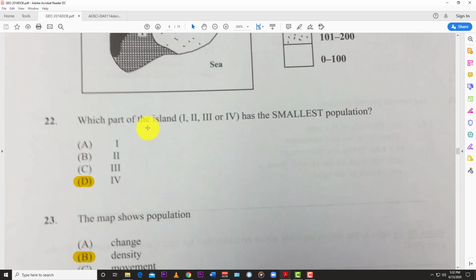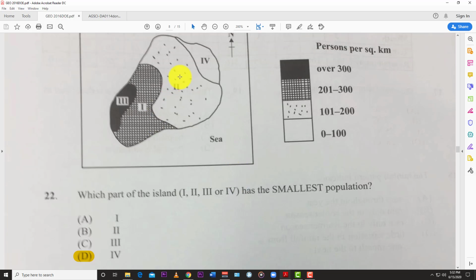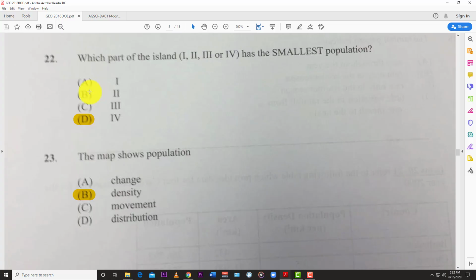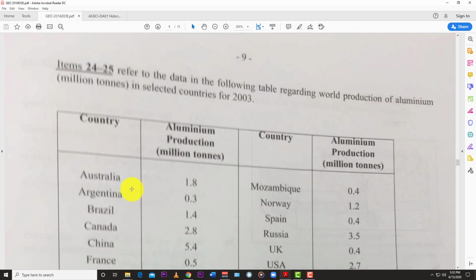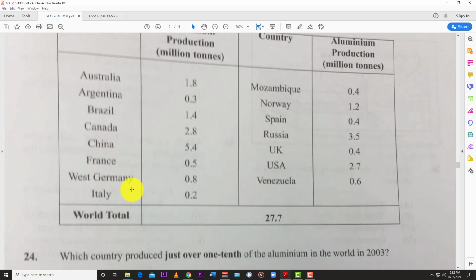22. Which part of the island, 1, 2, 3, or 4, has the smallest population? And the answer is 4, because you see it's 0 to 100, 4. The map shows population density. 23, 24, 25 refers to this table here.